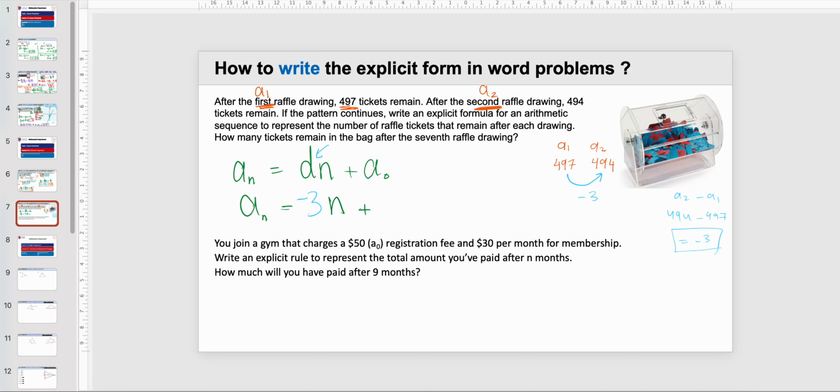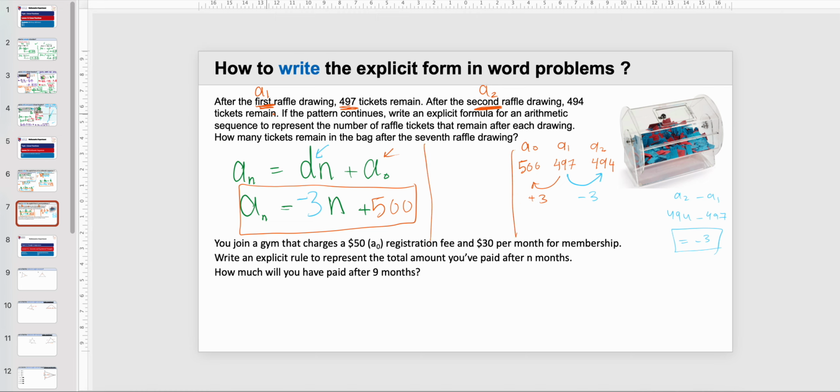Now the a0, to find a0 you have to go backward. So how can I go backward? Instead of subtracting 3 you have to add 3. 497 plus 3 is going to be 500, and that's a0. That's it. I found a of n. Now continue reading the problem.